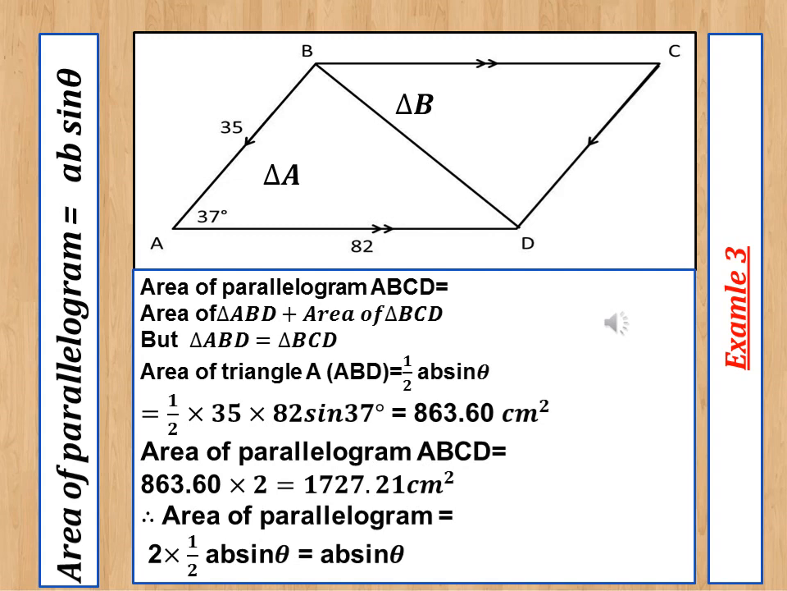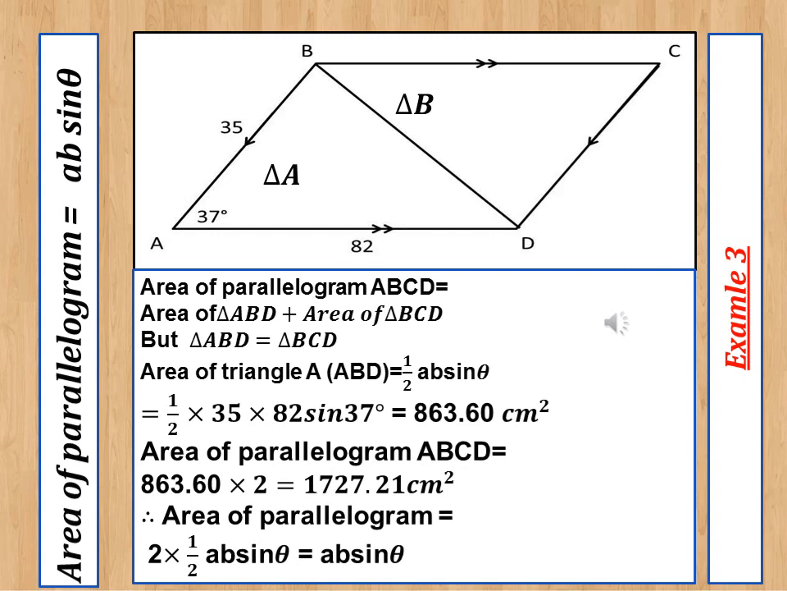Now let us look at example 3 to establish how we can use trigonometry to get the area of a parallelogram. We are going to use this parallelogram that has lengths of 82 centimeters and 35 centimeters, and an included angle, or angle at A, of 37 degrees. Remember, triangle A is the same as triangle B in size and shape, and therefore they are congruent. So the area of this parallelogram ABCD will be equal to the area of the two triangles.